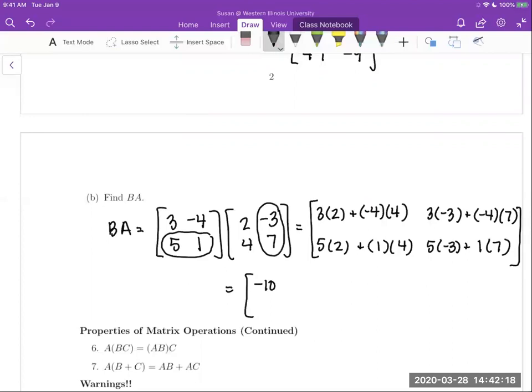-9 minus 28 is -37. 10 plus 4 is 14. And -15 plus 7 is -8.